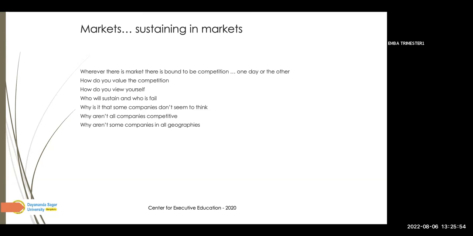So next comes the idea of how much you value your competition. In certain markets, you have competition, but you have an 80% market share. What's the big deal? I'm really a big player in the market. We'll discuss the impact of that in the last class when we talk about Porter's 5 forces. Then, how do you view yourself? Who will sustain and who will fail?